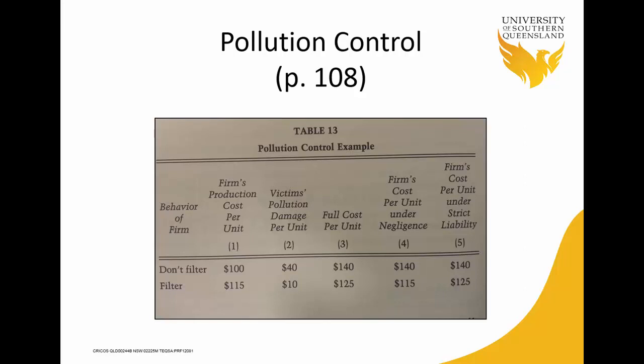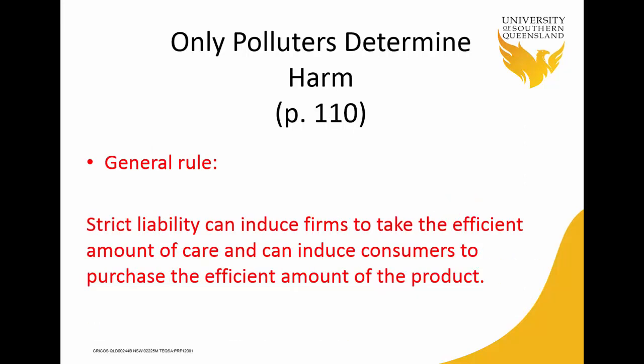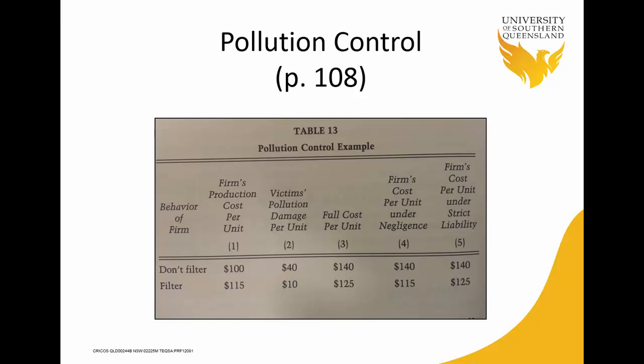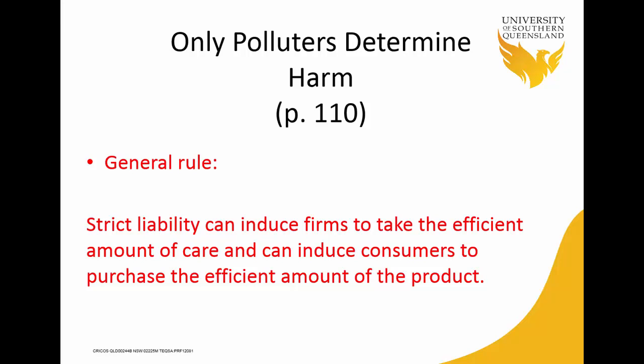So now we have the price equal to the full cost, and we can say strict liability can induce firms to take the efficient amount of care and can induce consumers to purchase the efficient amount of the product. When we talk about the previous general rule under negligence, that it generally leads to an inefficient level of output because the market prices don't reflect the full cost of the product, that also relates to the consumers, because of this difference between 115 and 125. So under strict liability, that problem does not occur.